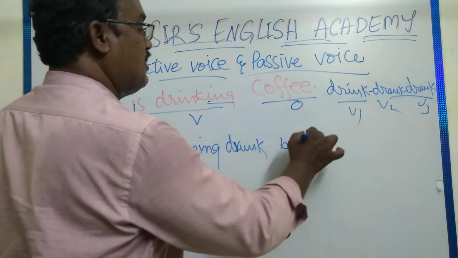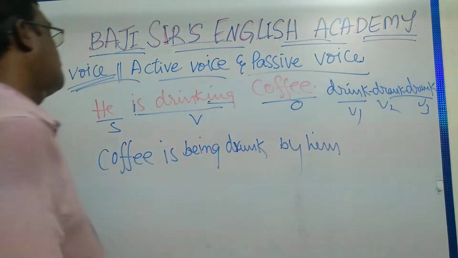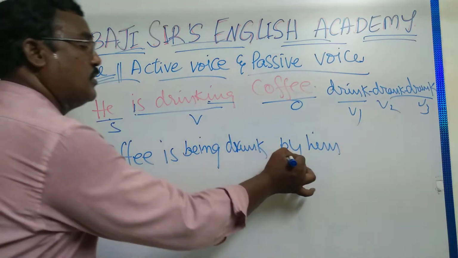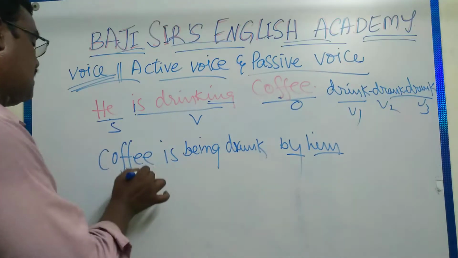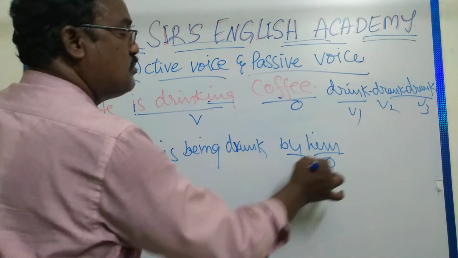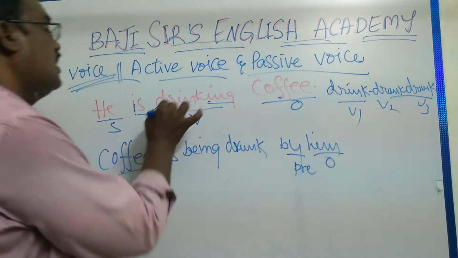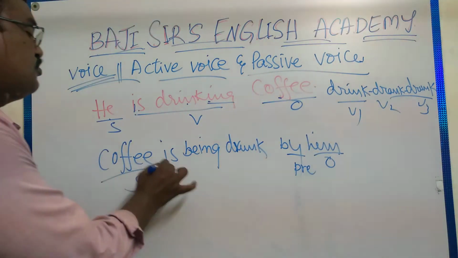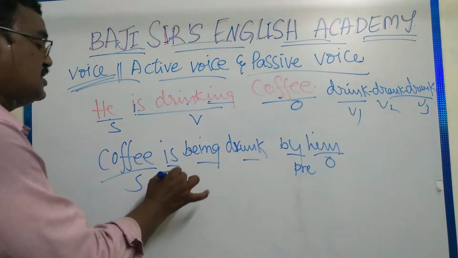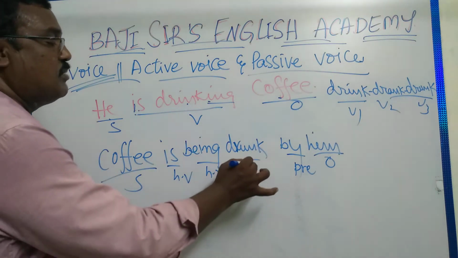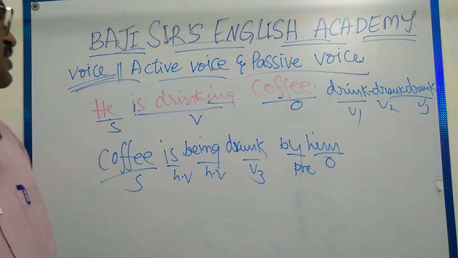By, he will become him. Now see here, he became by him. Coffee is the subject, this is the object, this is the preposition. Now two verbs are there. Two verbs became three verbs. This is a helping verb, this is also a helping verb, this is the main verb with V3.